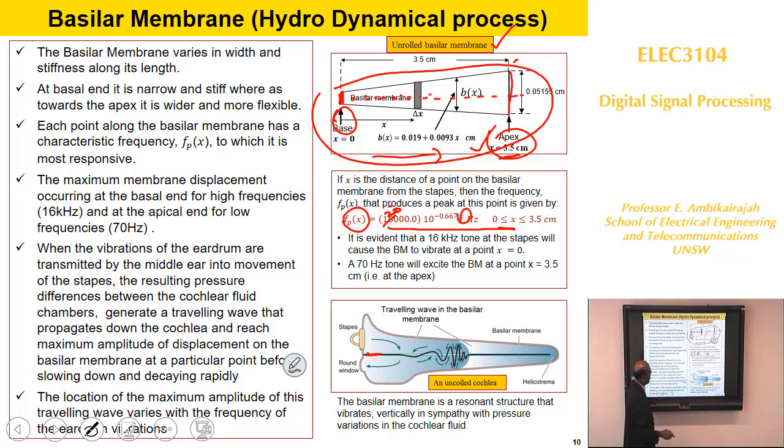So for an uncoiled cochlea, here you see a traveling wave in the basilar membrane, and this moves at a particular frequency, and the wave is traveling, and at that point, that point is sensitive to the frequency that's coming in, so that vibrates, and the wave does not travel any further because all the energy is absorbed there. So the basilar membrane is a resonant structure that vibrates vertically, in sympathy with the pressure variation in the cochlea.